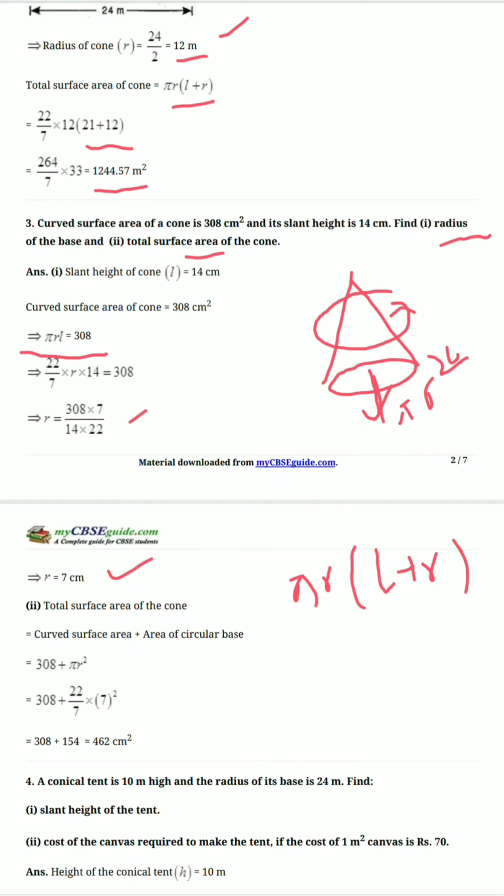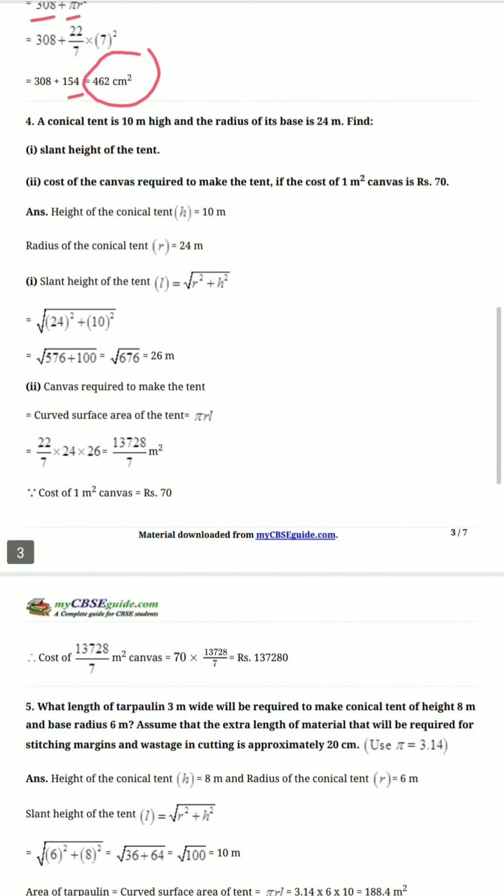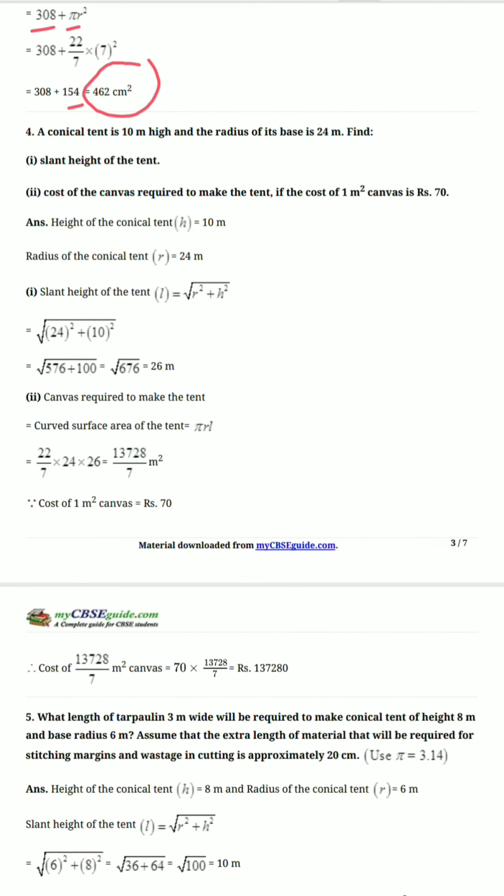Now lateral surface area is given as 308 centimeter square. In that we have added the area of the base, that is pi r square, and the value for pi r square will come 154. So on adding both, our total surface area has come 462 centimeter square. So this way we can find the total surface area of the cone. Now next question. Now this is question number 4.